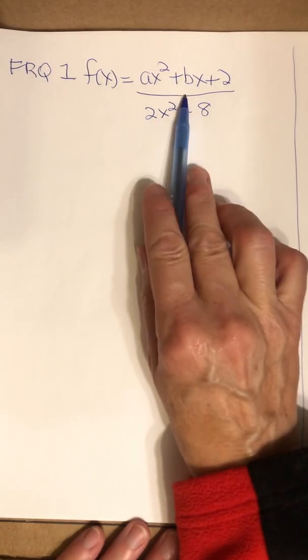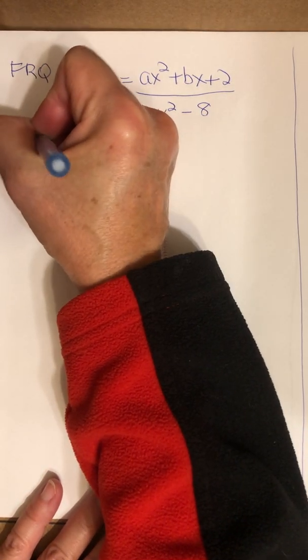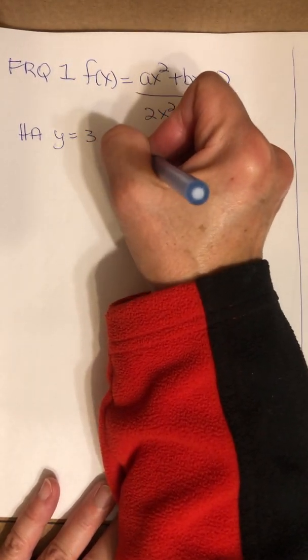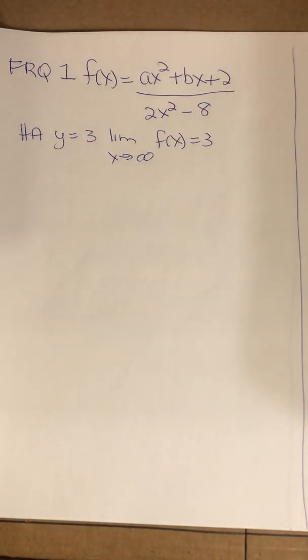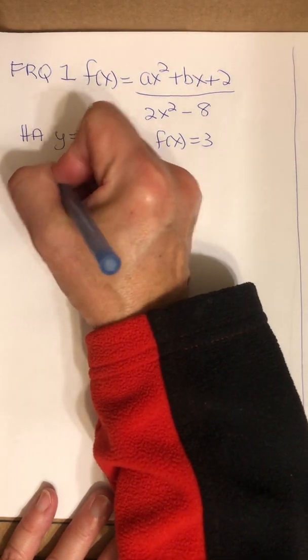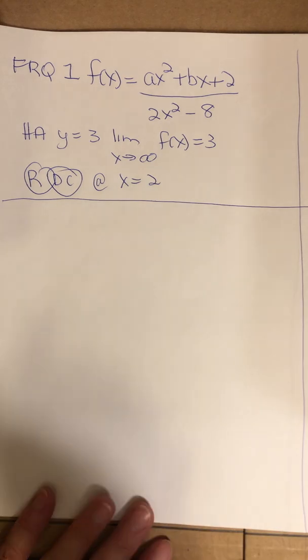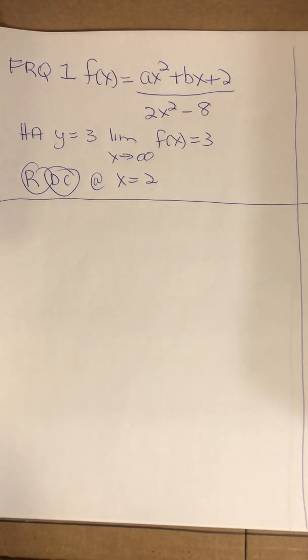It says that a and b are constants, and the graph of f has a horizontal asymptote at y equals 3. That means the limit as x approaches infinity of the function equals 3. And f has a removable discontinuity at x equals 2. Okay, let's find out what all this means. Show that a equals 6 and b equals -13. They actually do this on the AP exam where they give you the answer and ask you to show that it's true.